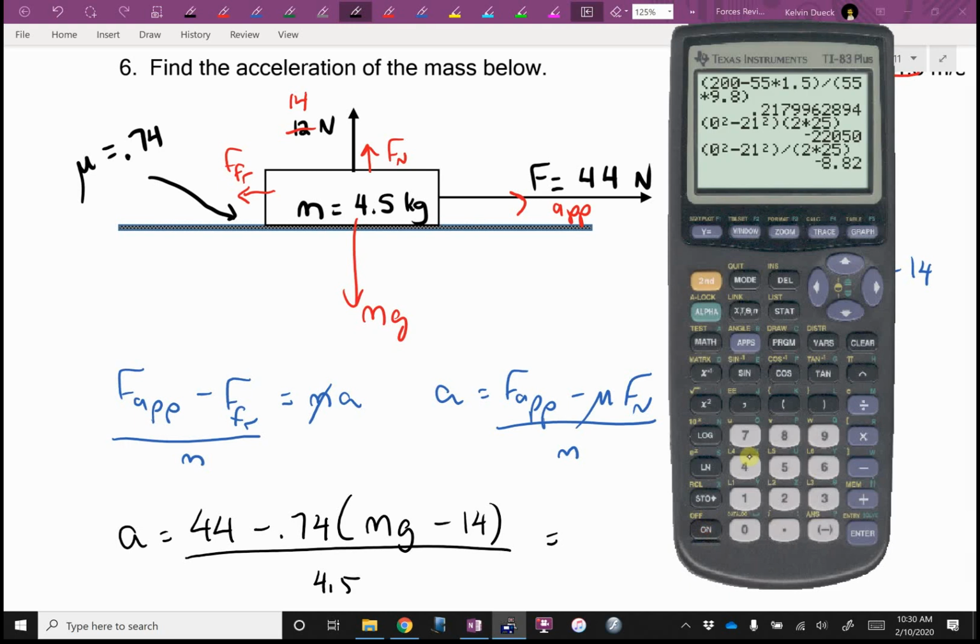Let's see if we can type this in one step. It's going to be open a bracket, 44 minus 0.74, open another bracket, 4.5 times 9.8, take away 14. Close off that small bracket, close off the top, divided by 4.5. I made these numbers up. I'm really hoping I get a positive answer, that applied is winning. Do I get a positive answer? Ha ha! I do. 4.83?